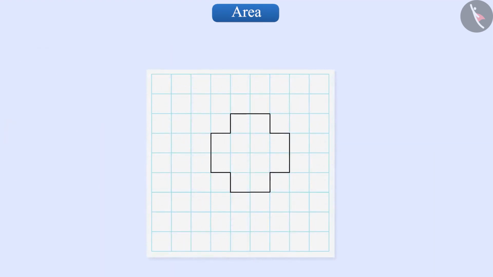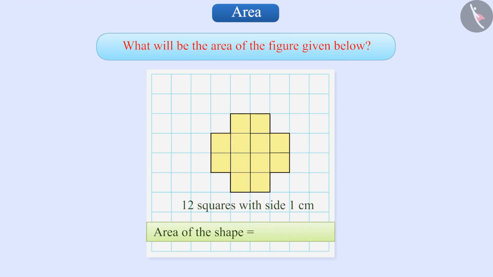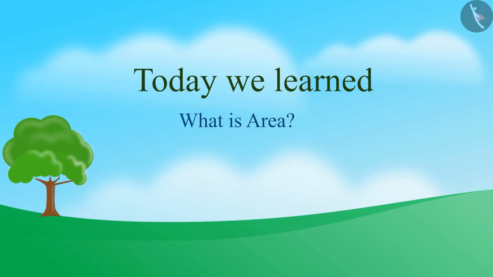So what will be the area of the figure given below? Think for a while. You've got it right. The area of the figure here is covered by 12 squares with side 1 centimeter. So the area of this shape will be 12 square centimeters. Today, we learned what is area. In the next video, we will learn how to identify area.